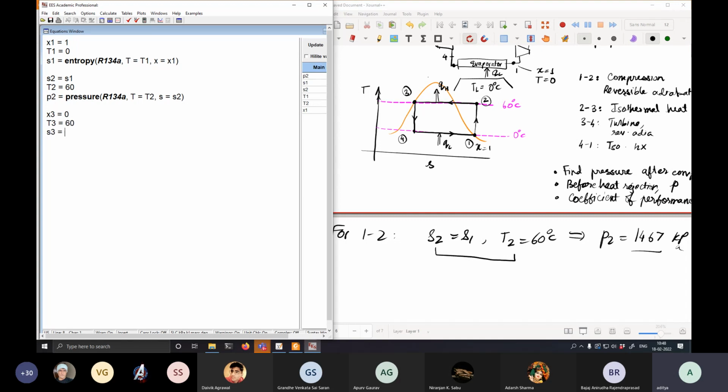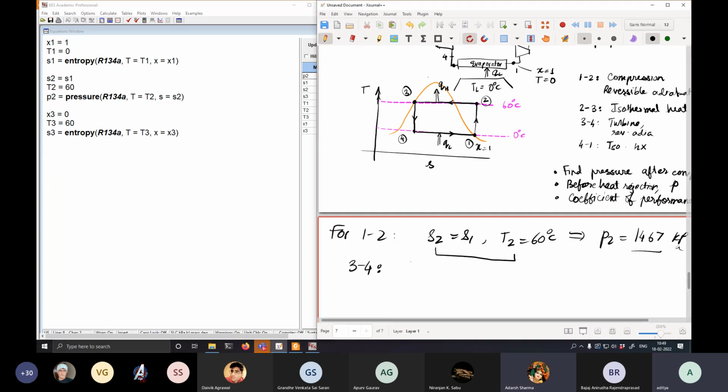So I can find out what S3 is. So it is the entropy of R134A, T equal to T3, X equal to X3. Run this, no problem. What is process 3 to 4? Heat rejection is occurring in the condenser, no? But I don't know how to pinpoint what point 4 is. So for that I need to first find the entropy of 3, because at point 4, S4 is equal to S3 and T4 is equal to 0 degrees Celsius. I have no other way of finding an additional parameter with which I can pinpoint exactly what state point 4 is. So what I mean is that heat rejection is occurring from process 2 to process 3, no?